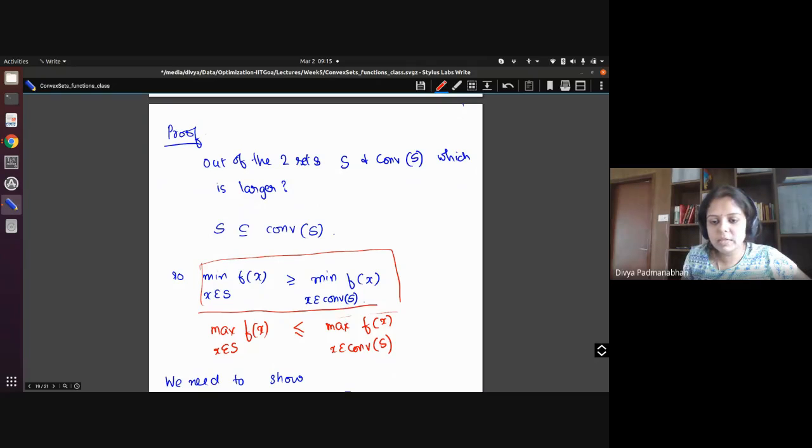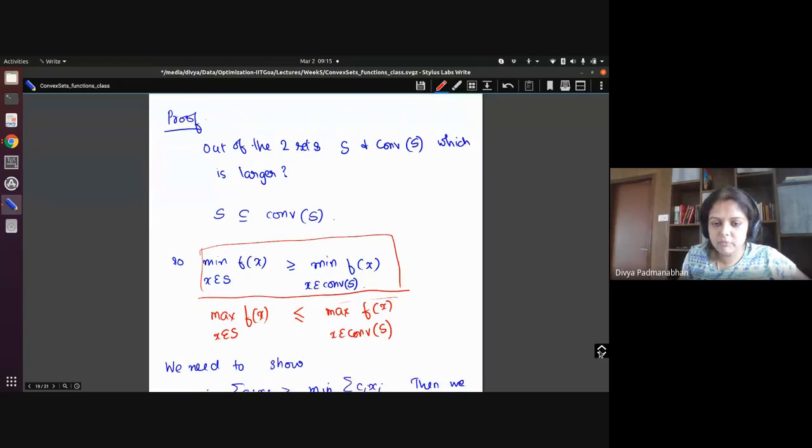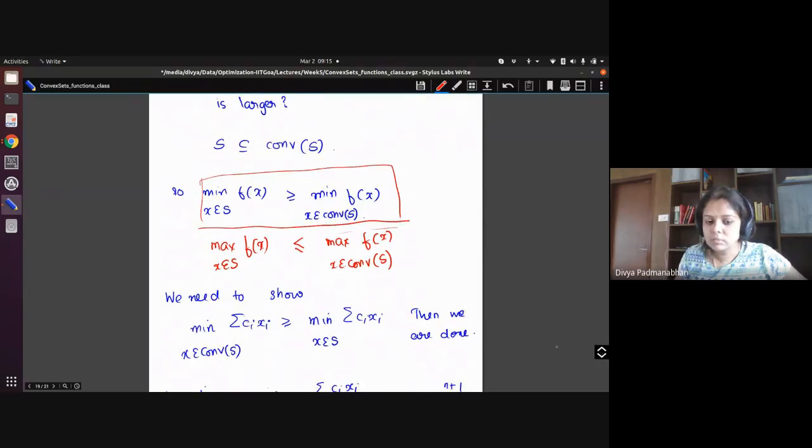So we know that this is anyway going to be true. Now what we have to see is whether the other way is also true. So whether the minimum value of this f(x) over the convex hull is also going to be less than the minimum value of f(x). I mean, whether it's going to be greater than f(x) for the case of these linear functions. If that is the case, then we are done. So basically what we want to show is this.